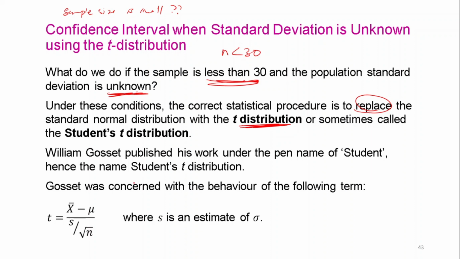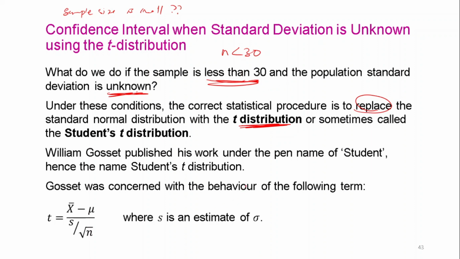However, if the population is approximately normal, it doesn't matter about the sample size. So if your sample size is small but your population is normal, we can see that our distribution is also approximately normal.